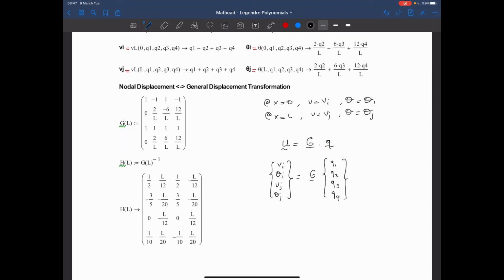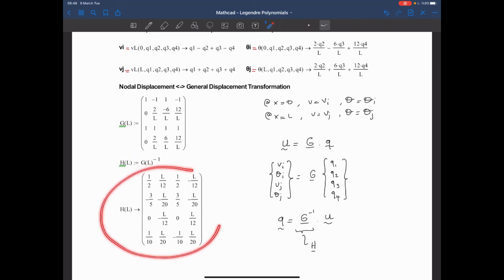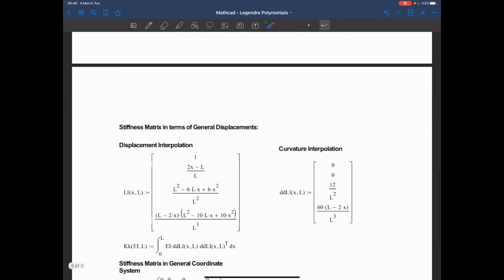So in order to get the reverse relationship, I multiply both sides by the inverse of G. So I can just write Q is equal to G inverse multiplied by U, and we call this our H matrix. Here I'm taking the inverse of G, and this is the output. I evaluate that symbolically and I get my H matrix here. Now the next step is to calculate the stiffness matrix.